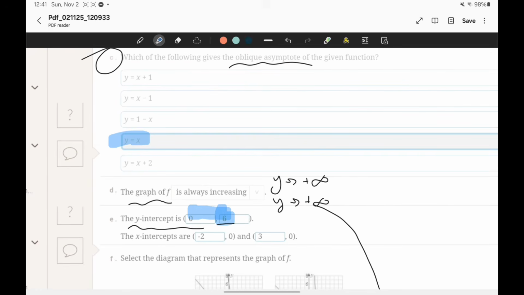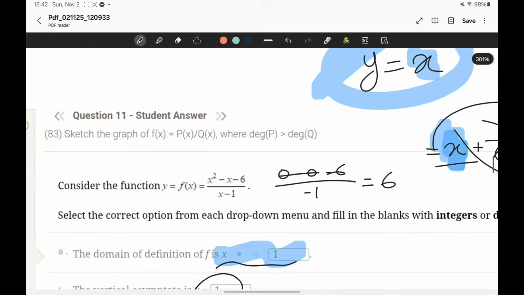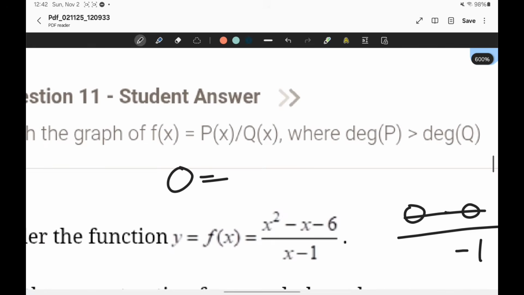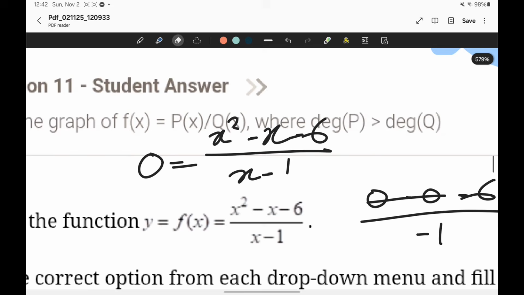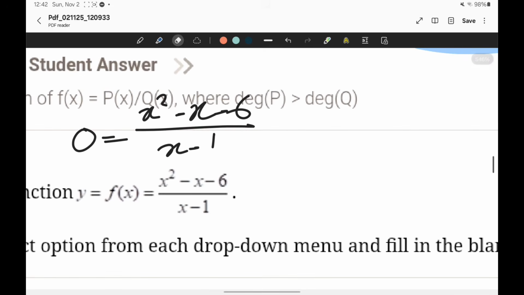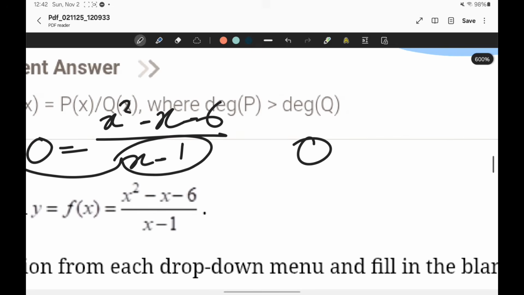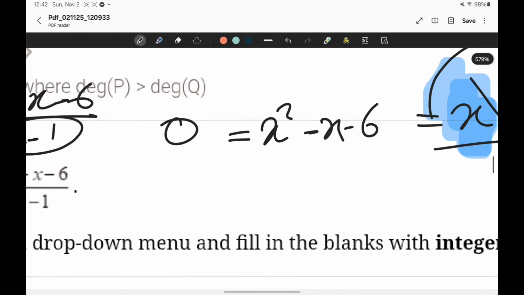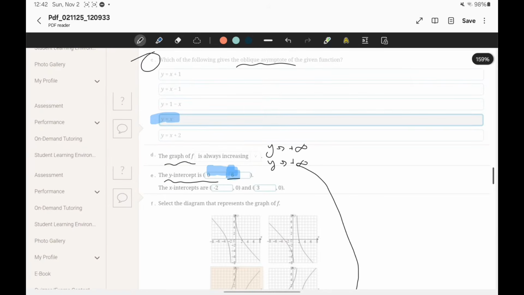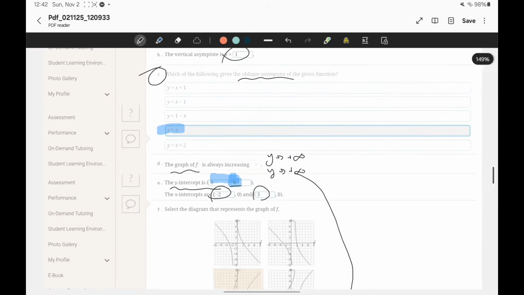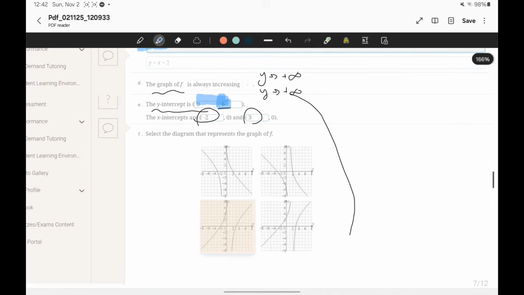Now for the x-intercepts, you put y equals 0. So you put 0 equals x squared minus x minus 6 over x minus 1. We can cross multiply, so we take this part to the other side. So 0 equals x squared minus x minus 6. Put this in your calculator and you get the two values: x is minus 2 and 3. And for this last one, you just choose the diagram.